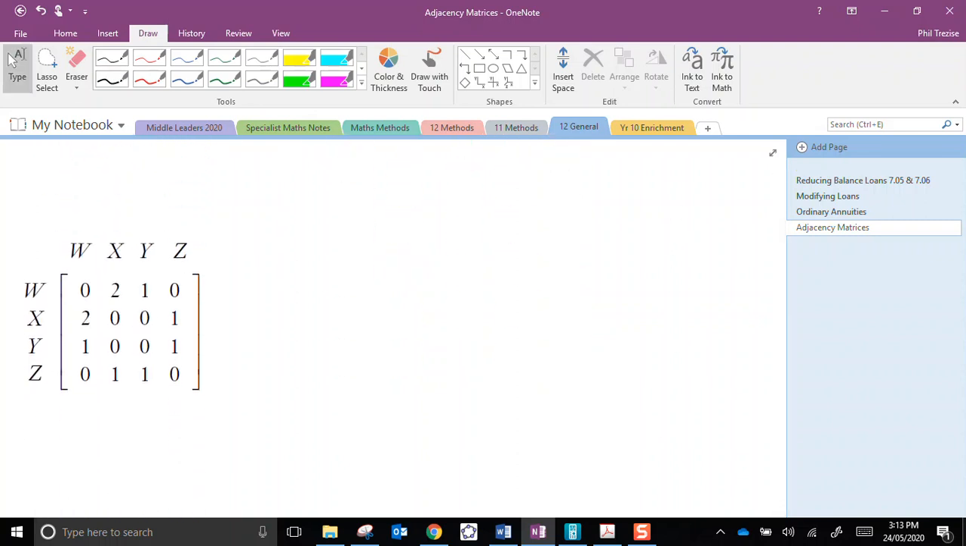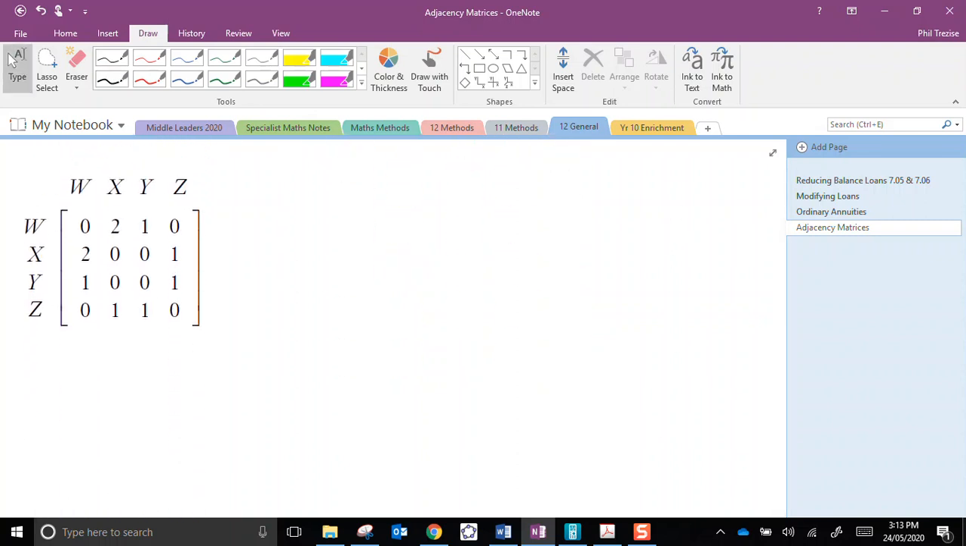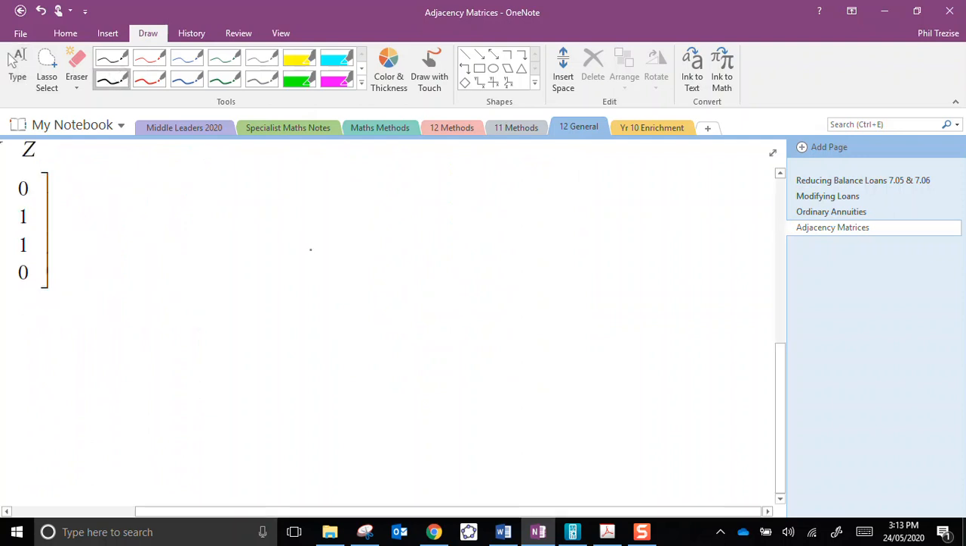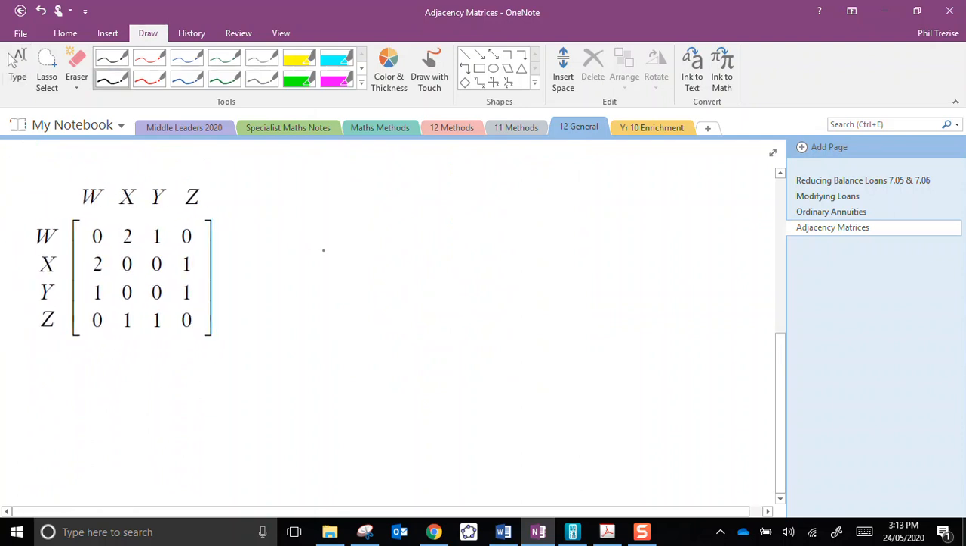Let's try the opposite problem now. Let's try drawing a network from the given adjacency matrix. So I can see there are 4 vertices. I'll begin W, X, Y, Z. And I'll begin looking down the lead diagonal. 0, 0, 0, 0. There are no loops involved.